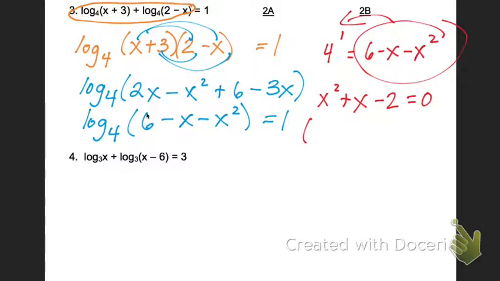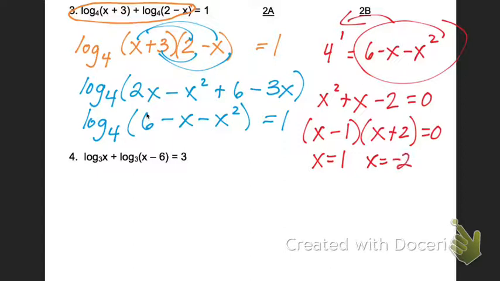Then how would I factor this? Not 4. Multiplies to negative 2, adds to 1. Negative 1 and positive 2. We're going to have to freshen up on our factoring rules. So x equals 1, x equals negative 2.